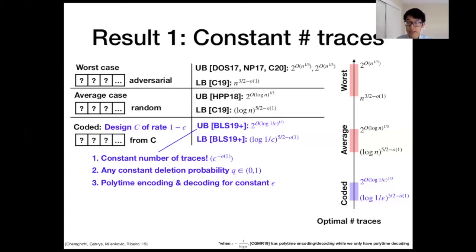Polynomial time encoding means that the encoding function I told you about earlier, the bijection, can be computed in polynomial time. And decoding means you can recover the unknown string, the code word, from the traces in polynomial time.